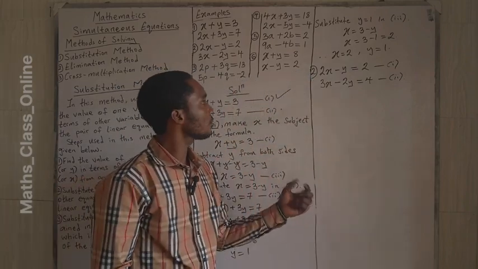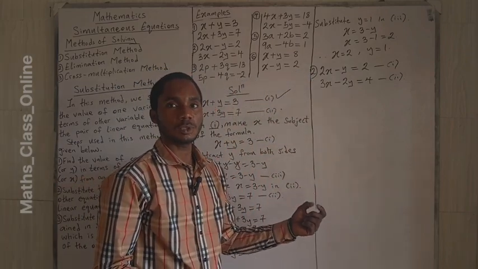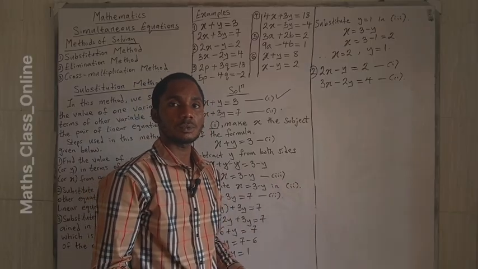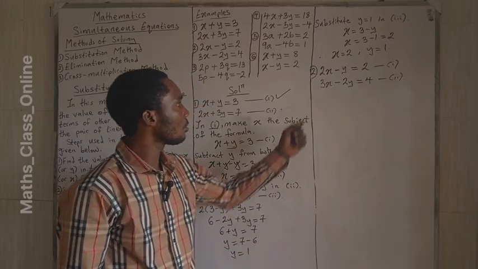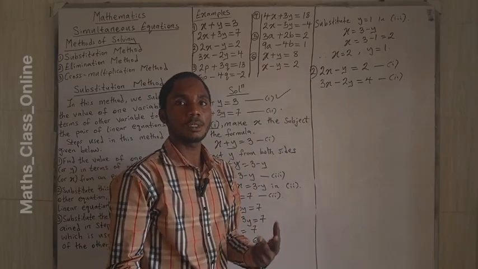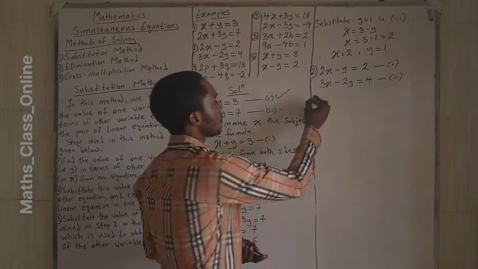2x minus y equals 2, equation 1, and 3x minus 2y equals 4, equation 2. What is the first step? We choose one of these equations and make one of the variables the subject of the formula. Let's take equation 1.